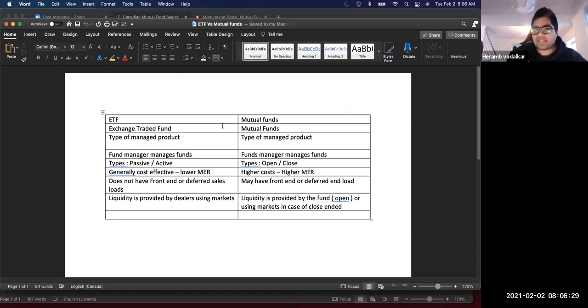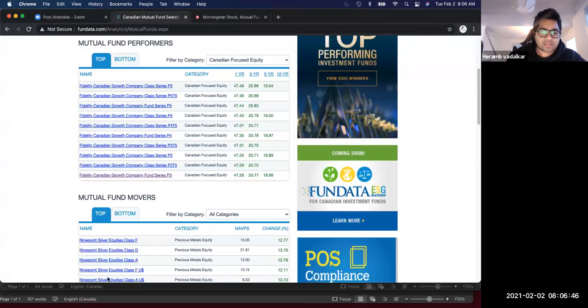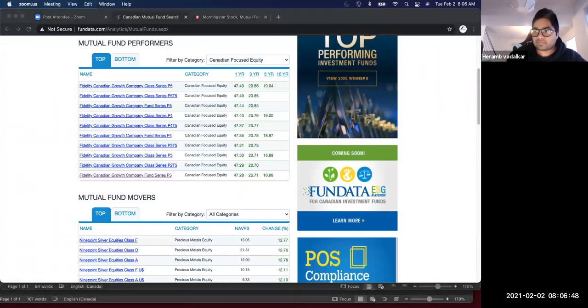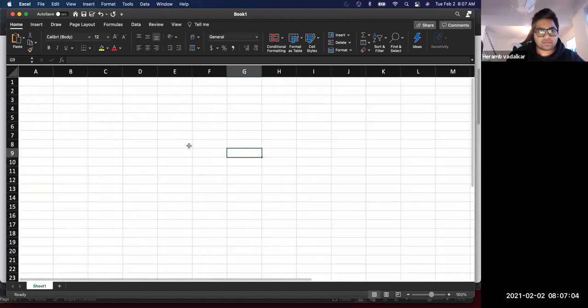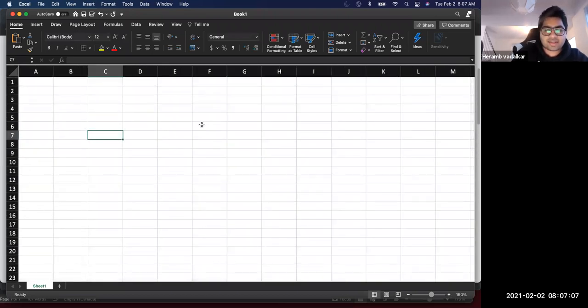ETFs and mutual funds are two of the most common managed products. ETF stands for exchange traded fund, and mutual fund stands for mutual fund itself. Both of them are types of managed product. So what is a managed product? I'll explain it using an Excel. Okay, so what is a managed product? A managed product has a structure like this.